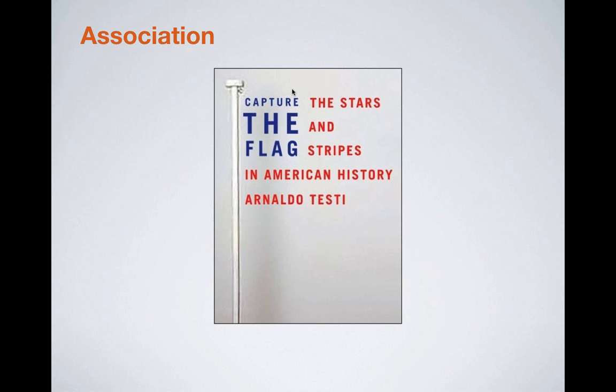This was an example from the book cover archive, actually. I don't think anybody has selected this one of the ones I've seen so far, but this one has a little bit of that problem going on. The title of the book is Capture the Flag. The subtitle is The Stars and Stripes in American History, and the author is Arnaldo Testi, but there's not a lot aside from the color differentiation and the size to some extent that differentiates these elements, and the author and the subtitle is exactly the same size and exactly the same color, so there's nothing separating that out.